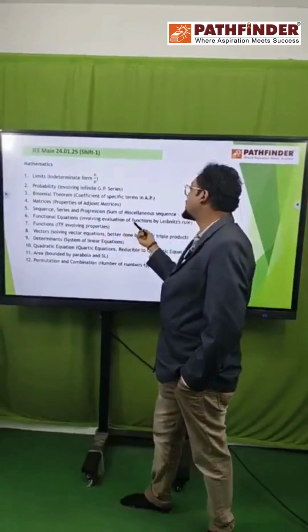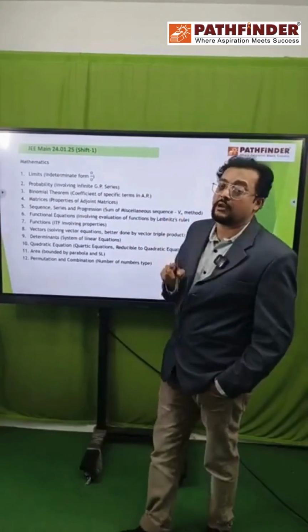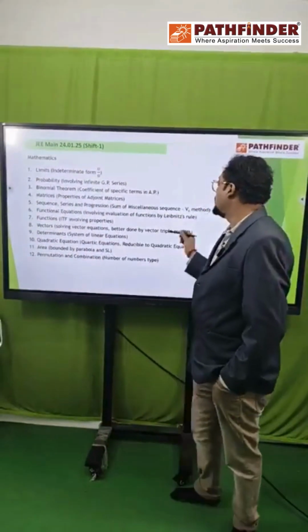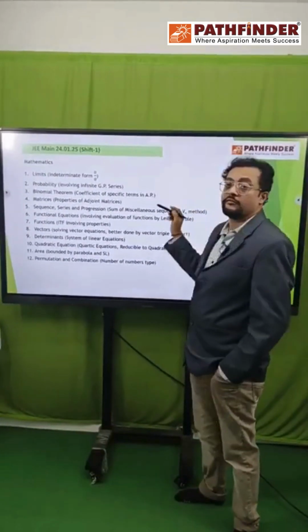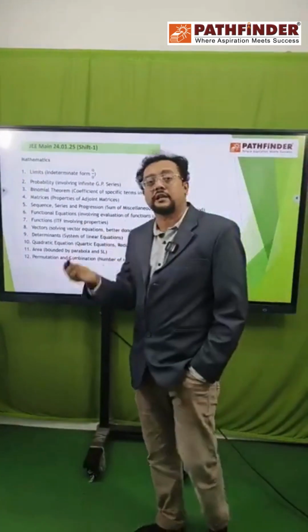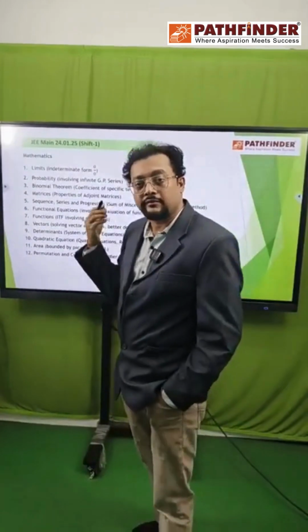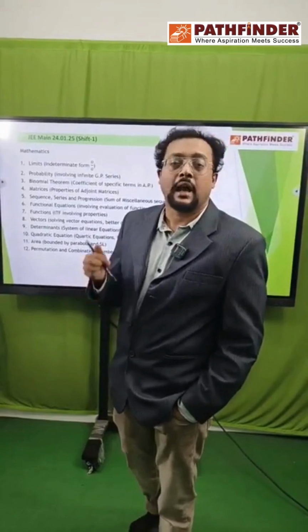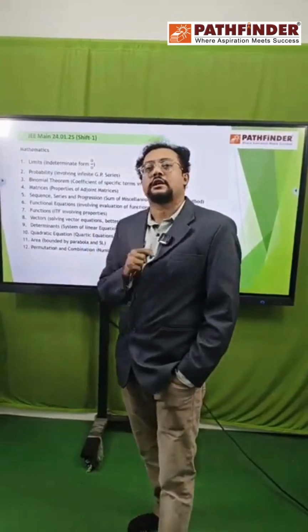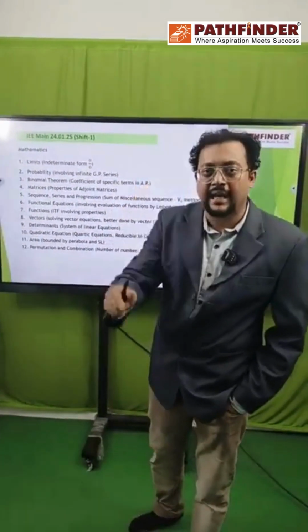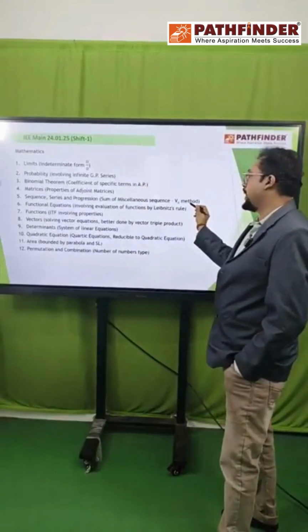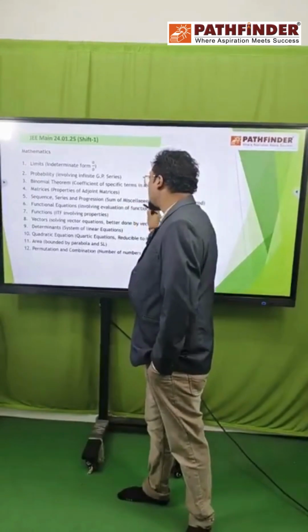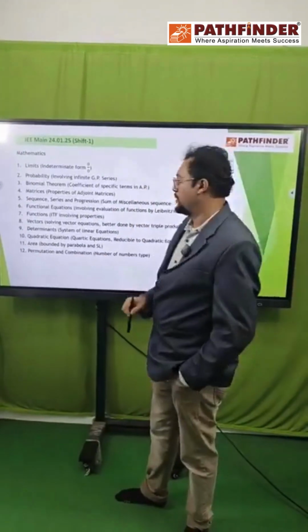Sequence, series and progression, sum of miscellaneous sequence. Till now we were seeing that questions came only from AP or GP, but now they have given a problem from the VN method. Those who have done classes in Pathfinder or who have taken support from us, they must be knowing what is the VN method and how we can do it by a shortcut, just by looking at the problem and answering. That is the alternative to the VN method technique. Okay, so from there a problem on sum of miscellaneous sequence came.